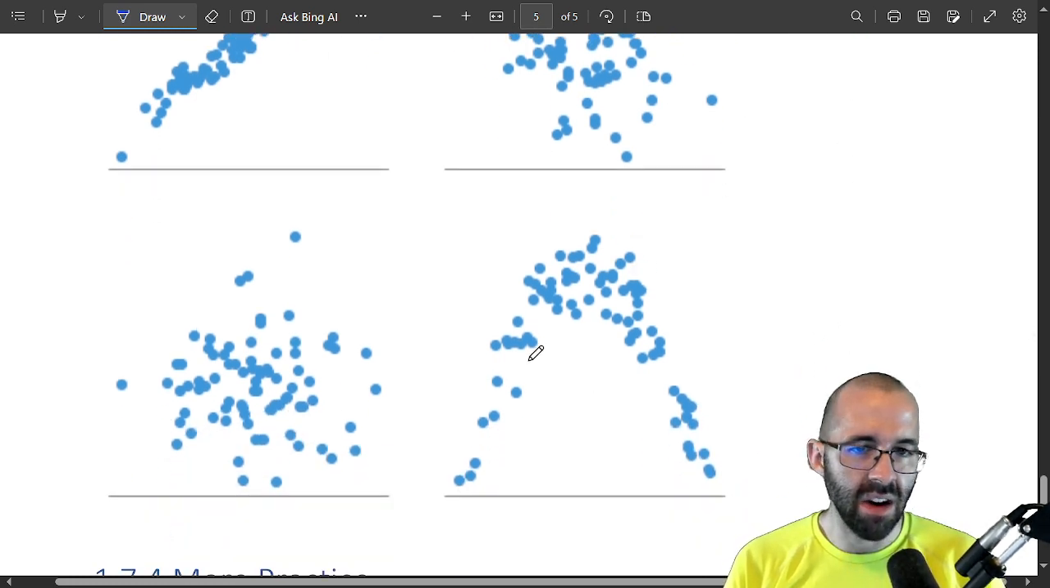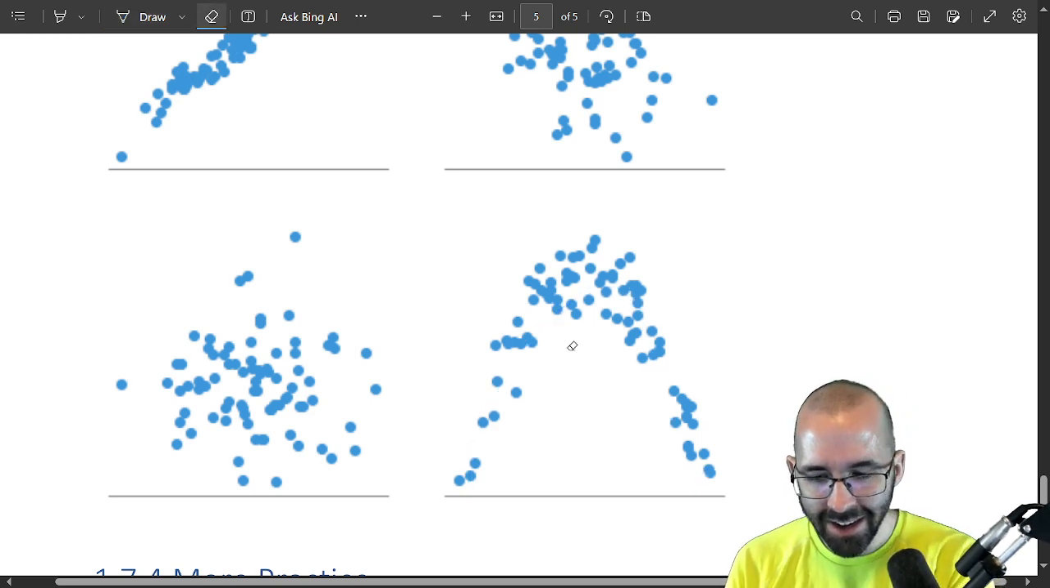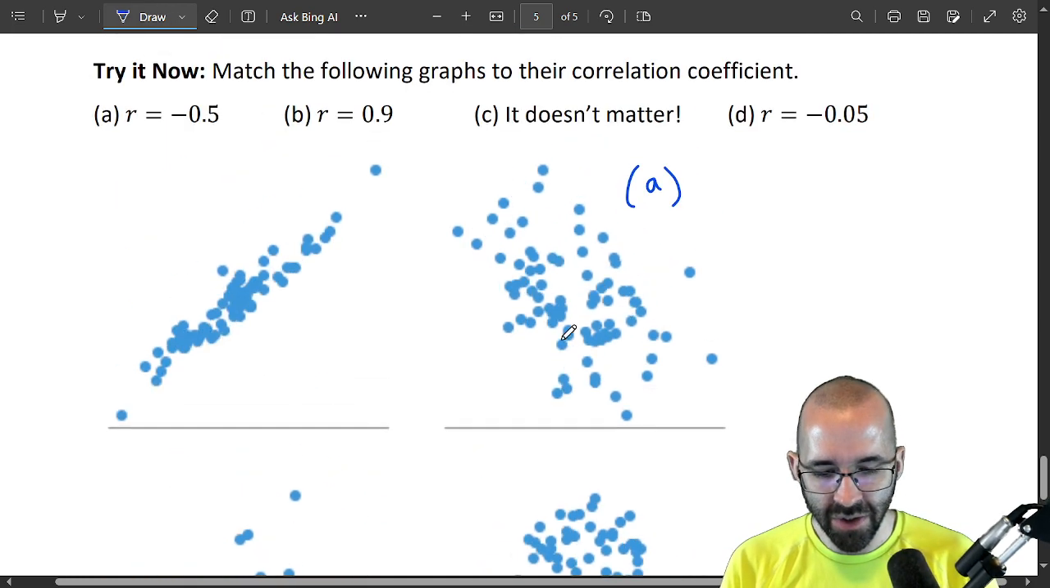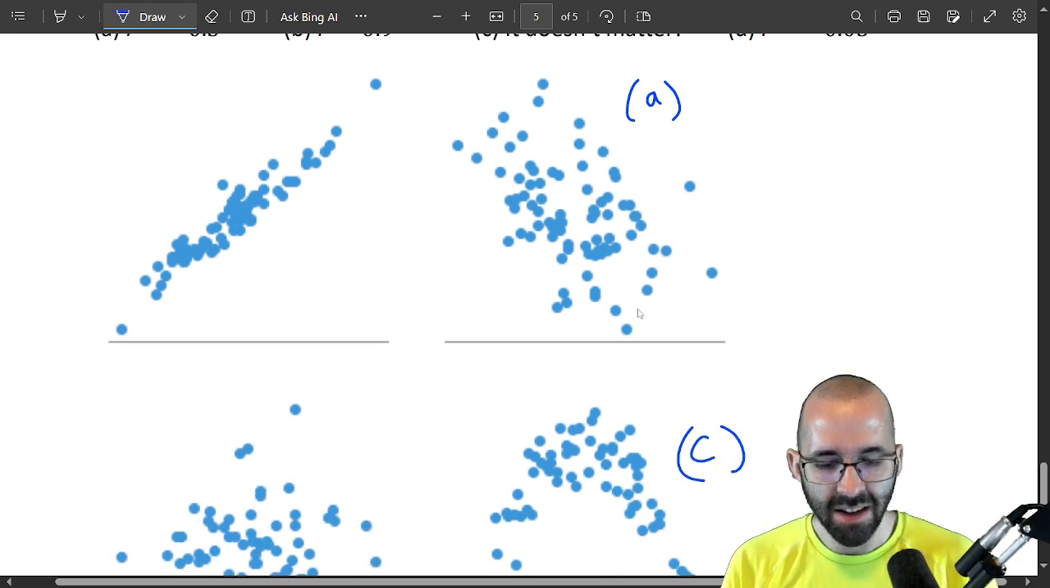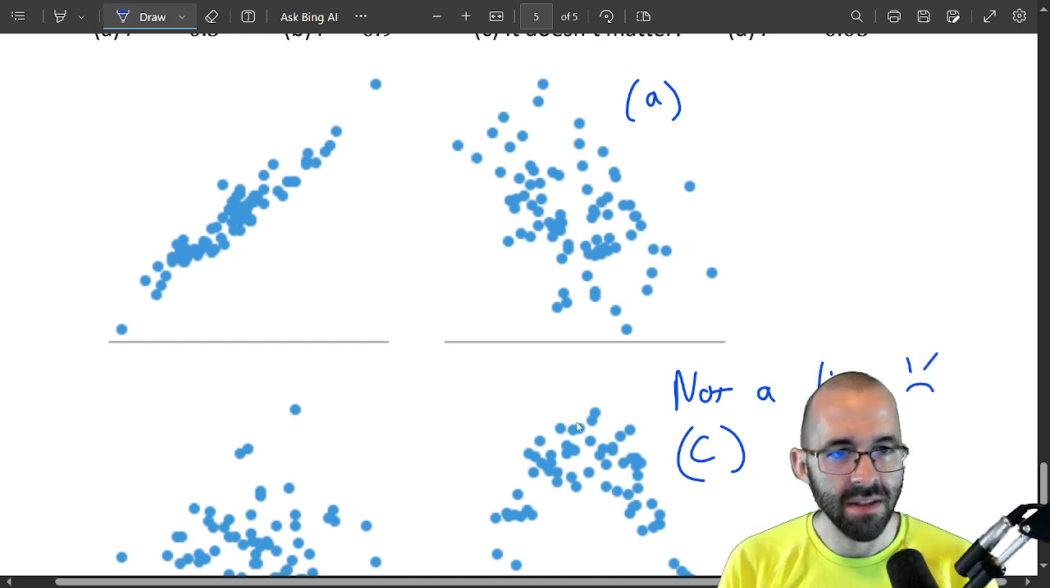Also, when I'm just looking at the graphs, this is not a line. This is a parabola. What's this doing here? Right? We're not going to use an R value. So that's the one where it says it doesn't matter. See, this is not a line. Get out of here. Angry face.